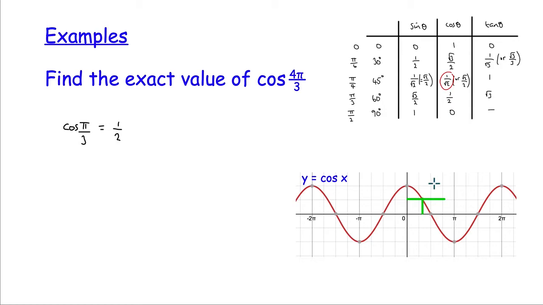Now we're being asked for 4 pi over 3. 4 pi over 3 is going to be this gap here, but after the pi, it's going to be pi plus a third. Let's just write that down as well, that 4 pi over 3 is the same as pi plus another pi over 3. So that's going to give us that blue line. In fact, let's just use that actual blue line because that's then going to be more accurate.